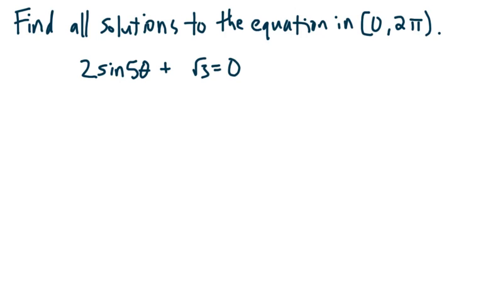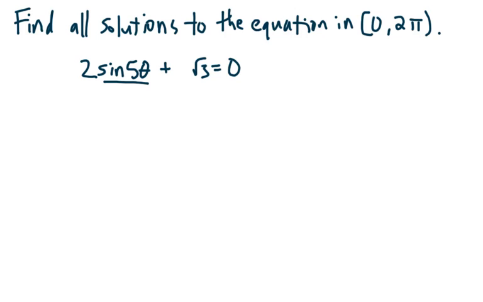Okay, campers, it's time for example 2. Find all solutions to this equation in the interval 0 to 2 pi. 2 times sine of 5 theta plus radical 3 equals 0. Like other trig equations, or many other equations, the first thing we want to do here is isolate the thing that makes it tricky.